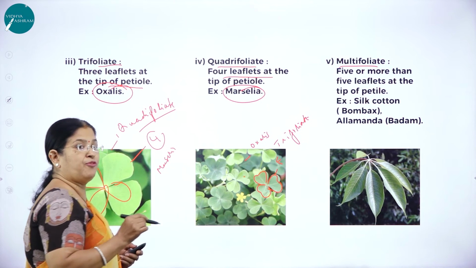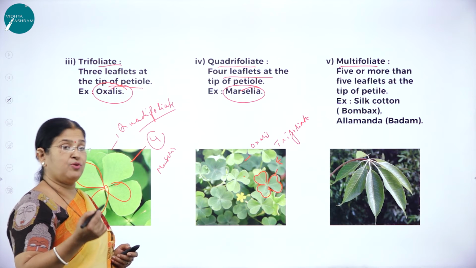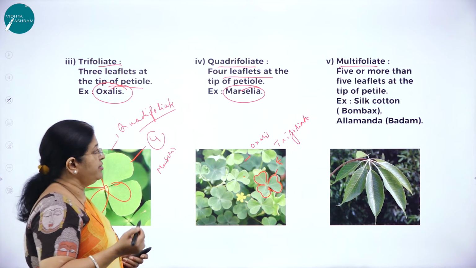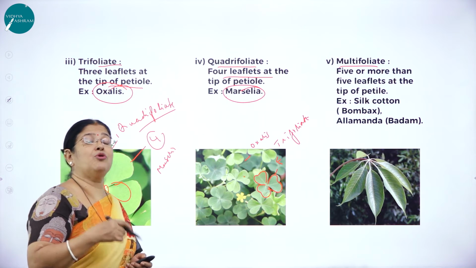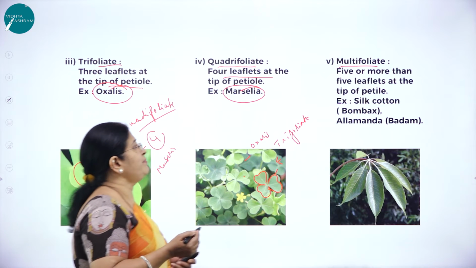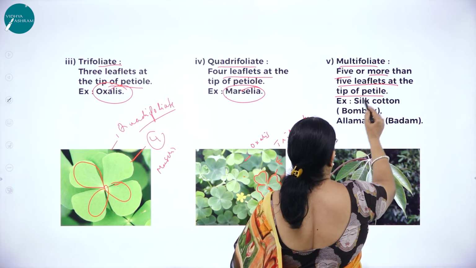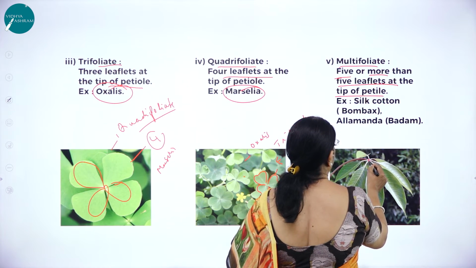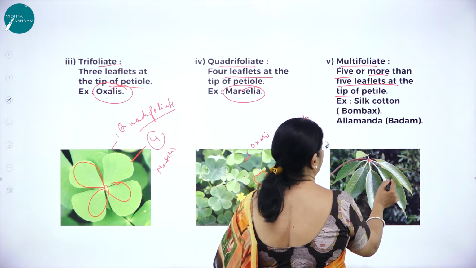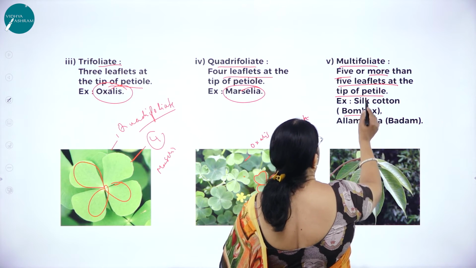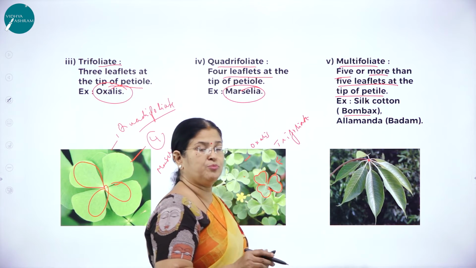Why is the word foliate used? As I said, leaf is also called foliage. Right? Then multi means what? More than 4. So what do you mean by multi? 5 or more than 5 leaflets at the tip, as in silk cotton. Already I told you here. This is the tip. You can see 1, 2, 3, 4, 5, 6. So this is called multi. Multi means more than 5.